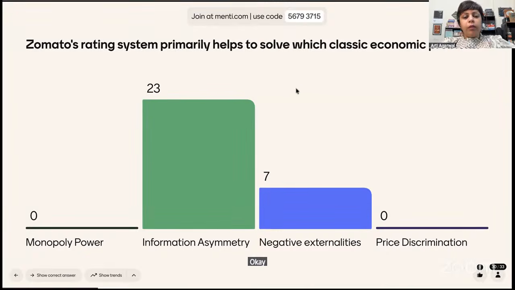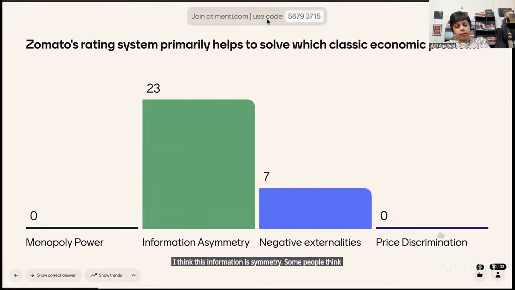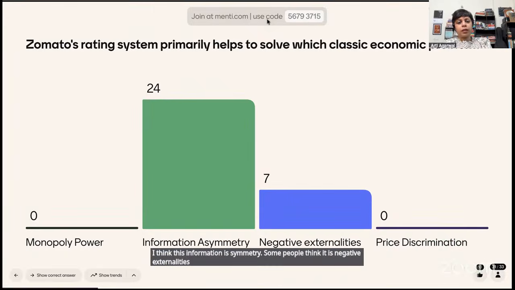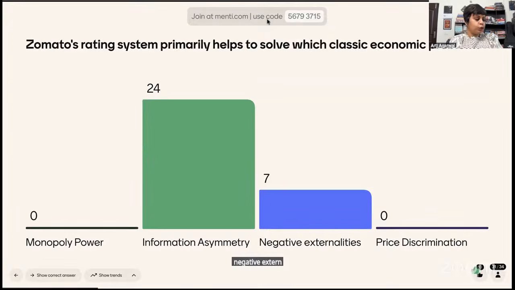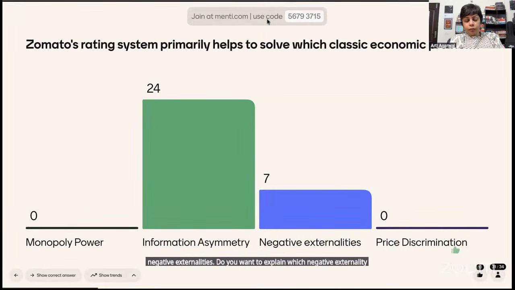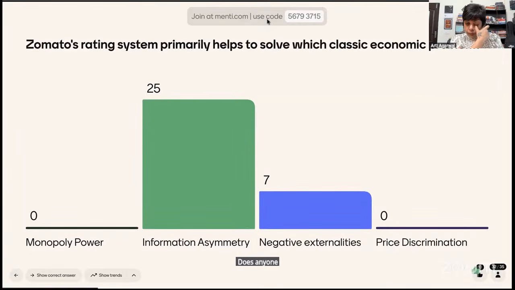Okay, so most people think it is information asymmetry. Some people think it is negative externalities. So the 7 people who think it is negative externalities, do you want to explain which negative externality? Does anyone want to answer? You can unmute and answer if you want.